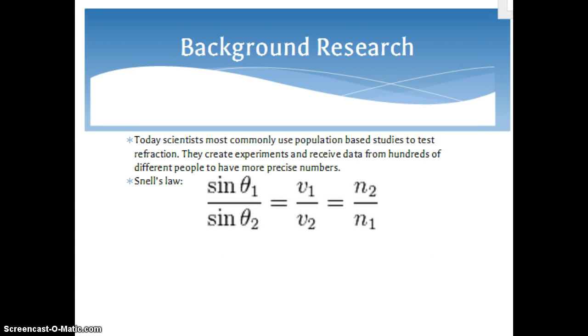The use of refraction can help invent better microscopes and telescopes, since those inventions deal with light refraction. Today, scientists most commonly use population-based studies to test refraction. They create experiments and receive data from hundreds of different people to have more precise numbers. The equation we used in our experiment was Snell's law, which was previously explained.